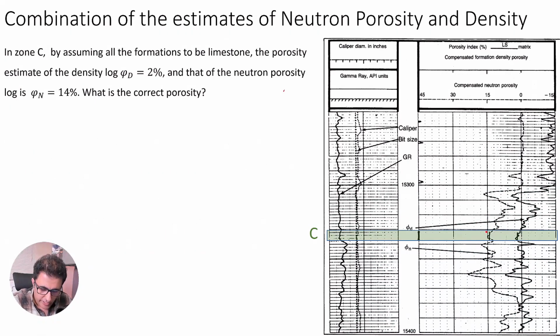Now let's look at zone C. If you look at zone C here, you may notice that phi n, the porosity estimated by the neutron log, is 14%, and phi d is 2%. Again, as I mentioned, whenever we see phi n is not equal to phi d, it means that the lithology is not correct, and we have to assume the correct lithology. But as I mentioned, if we integrate the two data from phi n and phi d, not only can we have a better estimate of the correct porosity, but we may also have some idea about lithology.